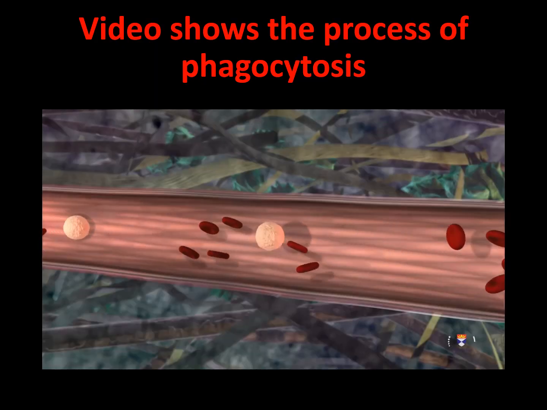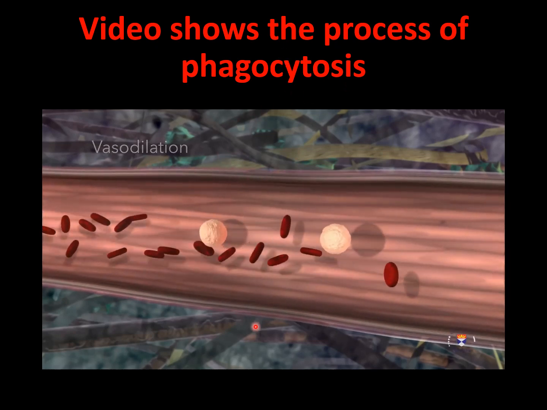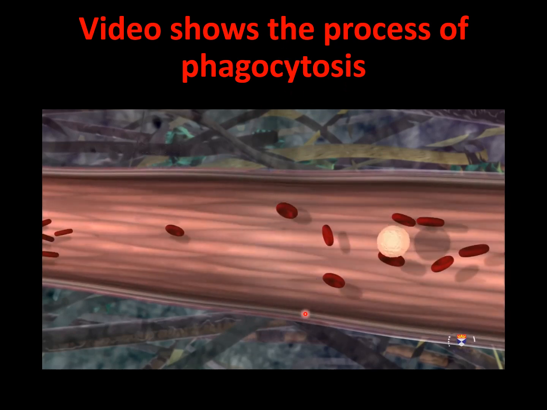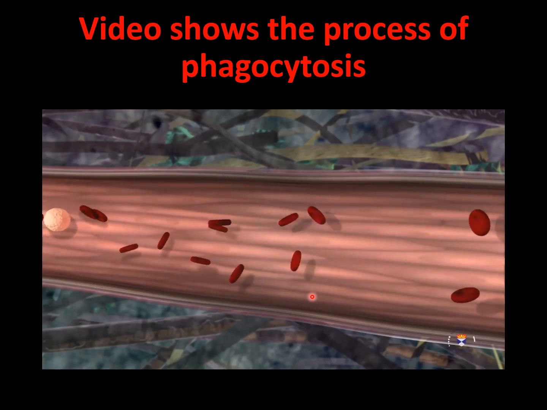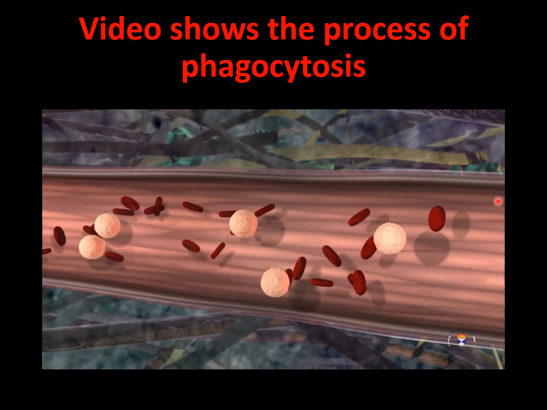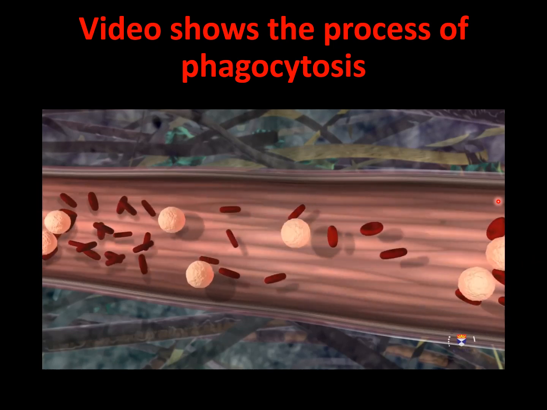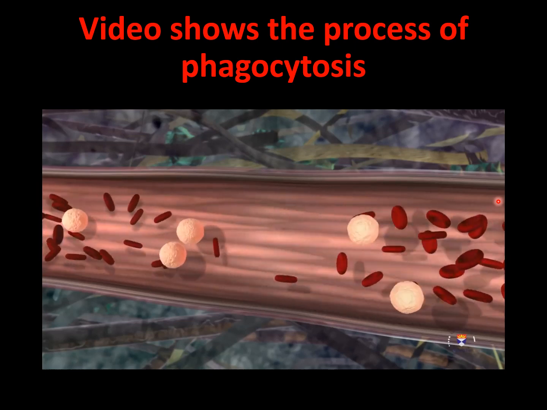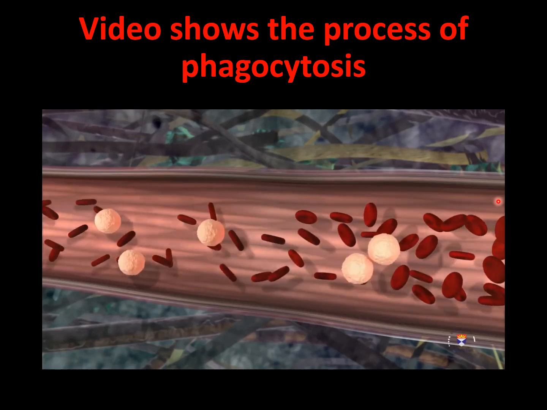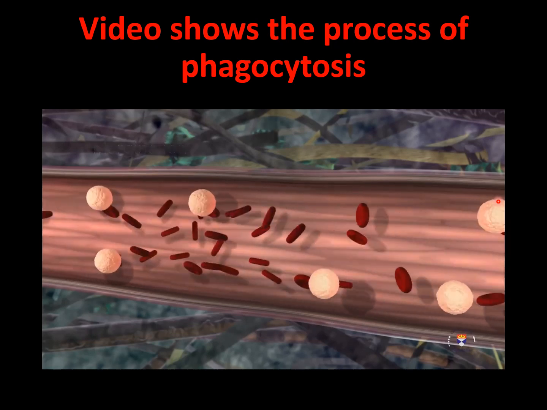Vascular changes. Now in this video we show the process of phagocytosis. Vasodilation, mediated by histamine and nitric oxide, starts in the arterioles and moves into the capillary beds close to the site of injury. This is responsible for the heat and redness seen in inflammation. Vasodilation causes the flow of blood to slow down and allows large white blood cells, or leukocytes, to move towards the walls of the vessel in a process called margination.